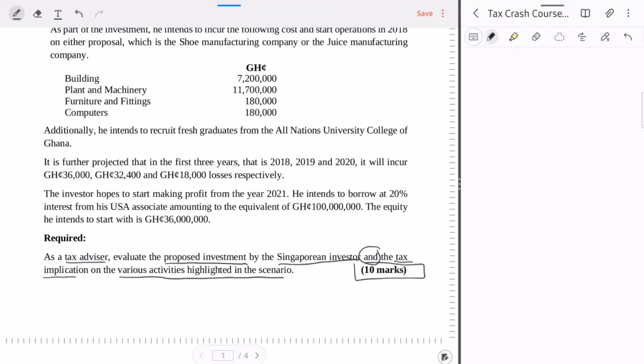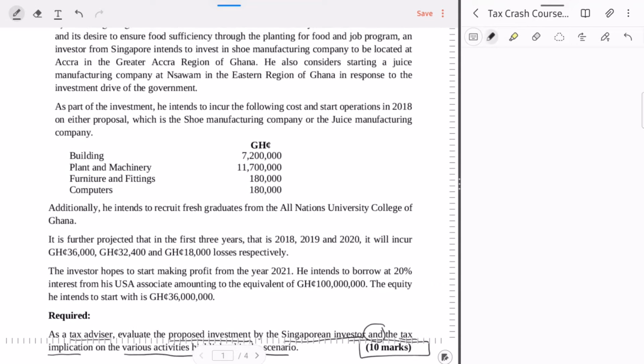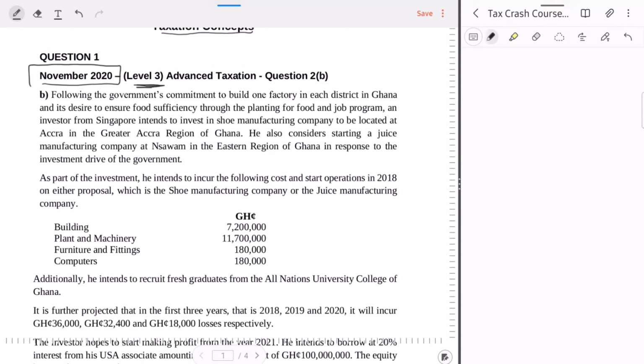So what they are saying is that we need to evaluate a certain proposed investment and then tell them the tax implications of all the activities in this question. So let's read through the question. Let's try and make a mental note of each area and what we need to discuss. And please keep it at the back of your mind.